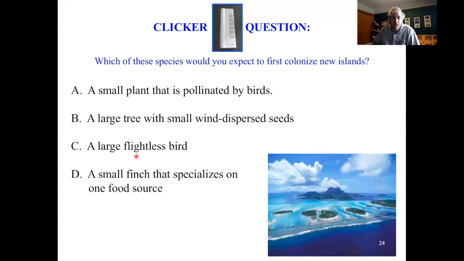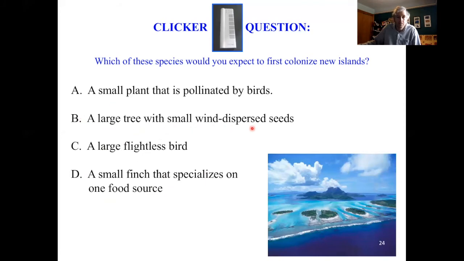Let's go on to C, a large flightless bird. Well, a large flightless bird, it can't fly, so it's not going to do very well at crossing large amounts of ocean. D, a small finch that specializes on one food source. Well, a small finch is a small flying songbird. These can actually cross areas of ocean pretty well. Birds can generally, but it specializes on one particular food source. So even if that bird arrives at a new island, if its food source isn't present, it's not going to colonize.